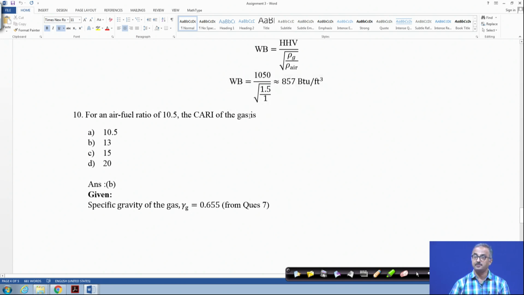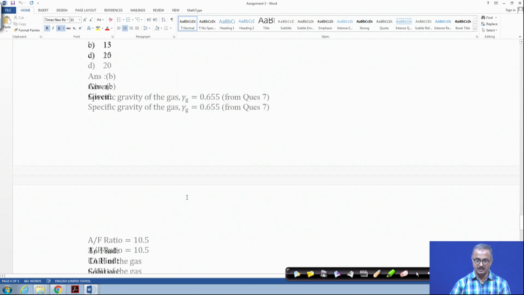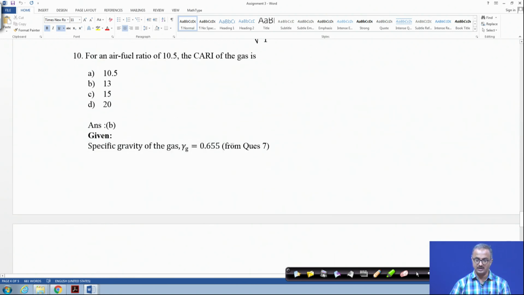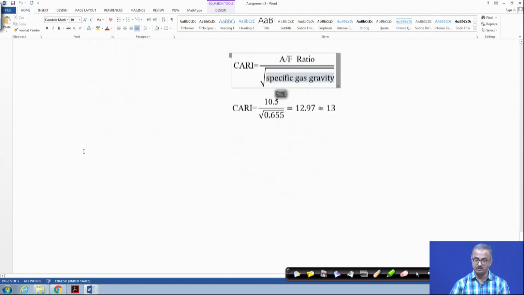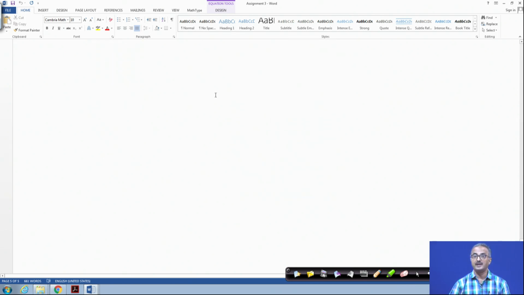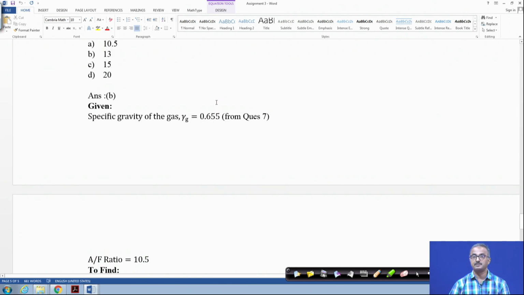You've seen that it is very easy to find out the Wobbe number, provided you have solved the previous problems or interconnected problems. Similarly, here you have the value of the CARI, and as we have said, from question 7 we are writing. Again you see the CARI formula, and you have been given this A by F ratio, and this value has been found from the previous problem, so that you are able to get the value of the CARI. I find that this particular table was missing for some reason, but now this table has been provided to you also to solve these problems.